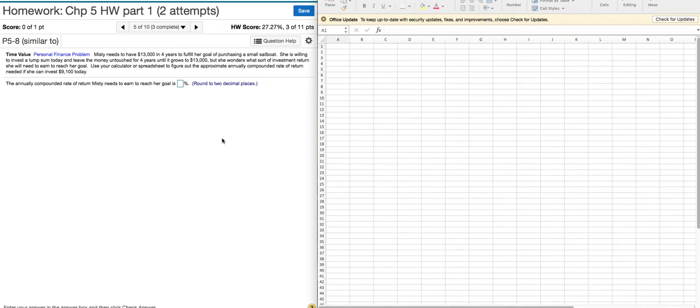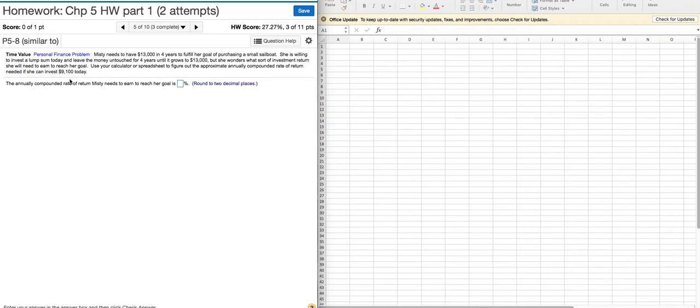This is problem 5-8, and here we have a person that is looking to have a $13,000 sum in 4 years. So we have basically a goal of $13,000 that this person wants to save up to, and we have a 4-year time period, and we know that she is willing to invest a lump sum today, so there's not going to be ongoing contributions, and we know that lump sum is $9,100.